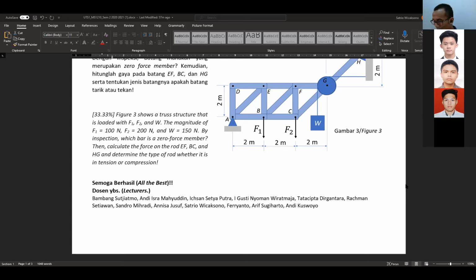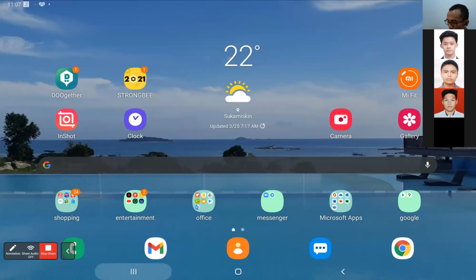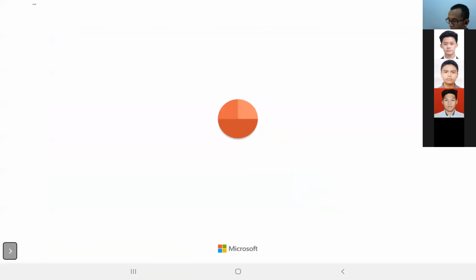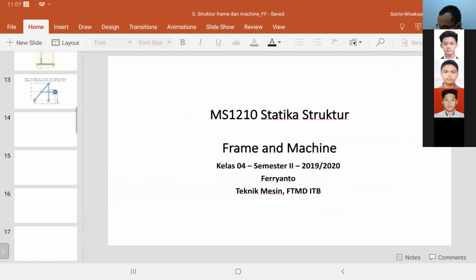Okay then. Anyway, that's the exam. So please try harder for the second exam. For today, I think I will continue, because we still have time, right? We still have around 30 to 40 minutes. So we can still do some more practice for the frame, because until next week, we will still concentrate on the frame and machine.